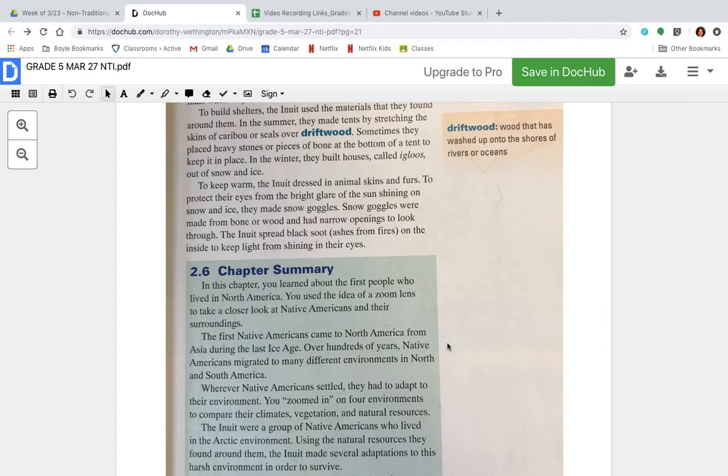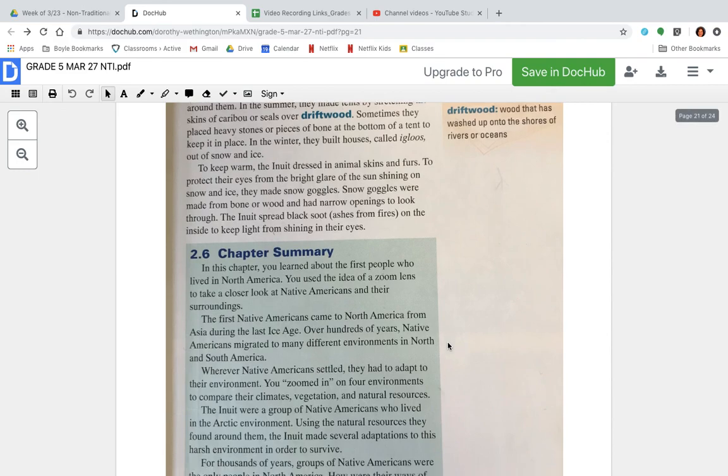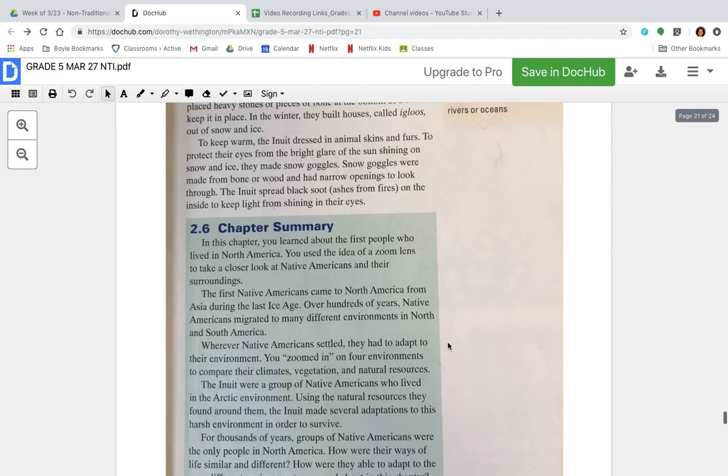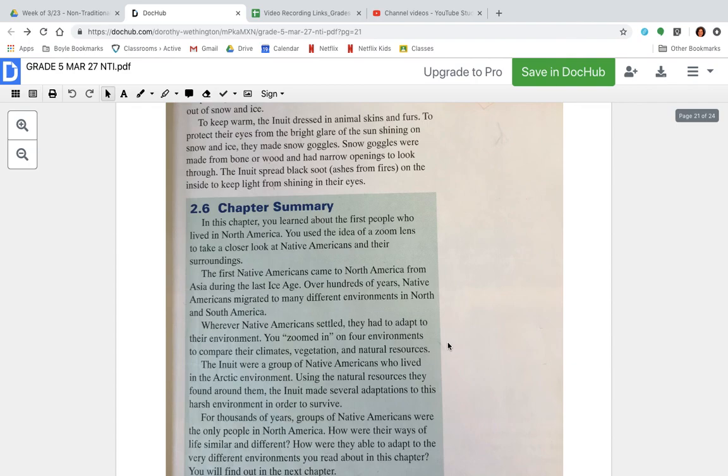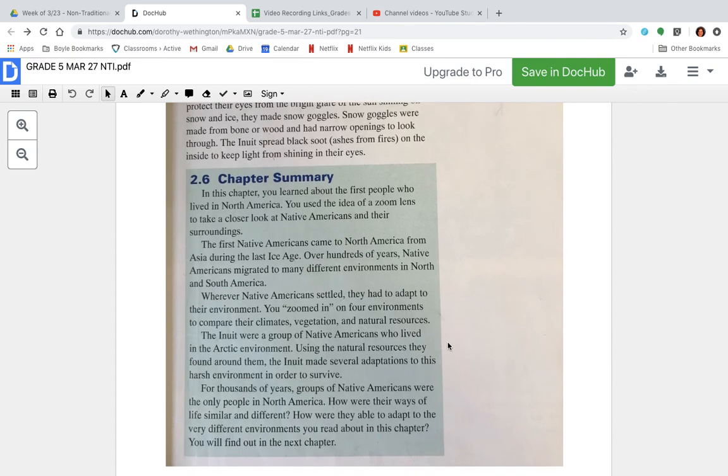Chapter Summary. In this chapter, you learned about the first people who lived in North America. You used the idea of a zoom lens to take a closer look at Native Americans and their surroundings. The first Native Americans came to North America from Asia during the last ice age. Over hundreds of years, Native Americans migrated to many different environments in North and South America. Wherever Native Americans settled, they had to adapt to their environment. You zoomed in on 4 environments to compare their climates, vegetation, and natural resources.